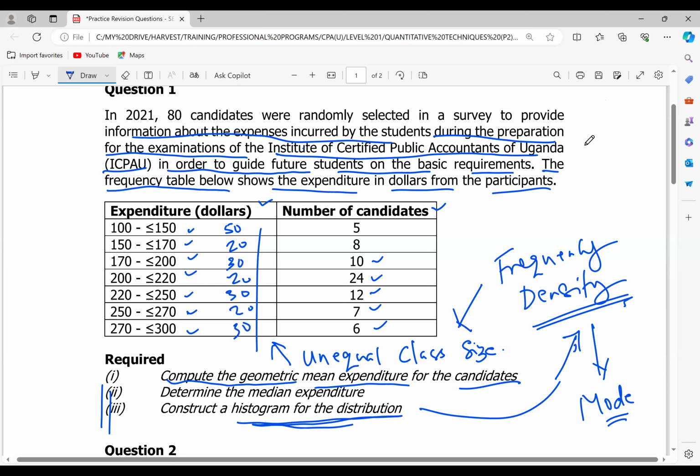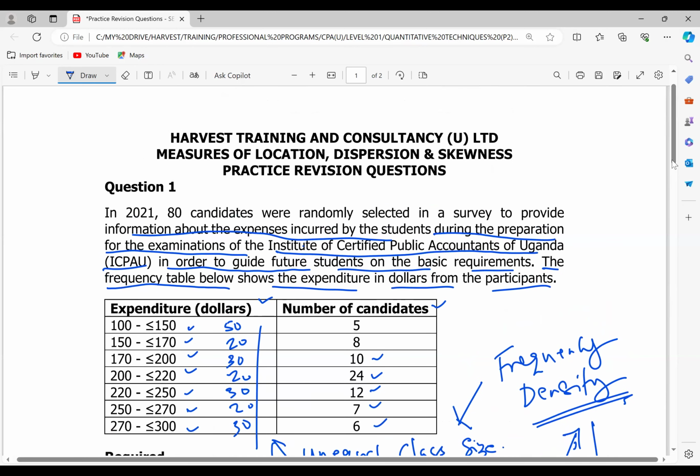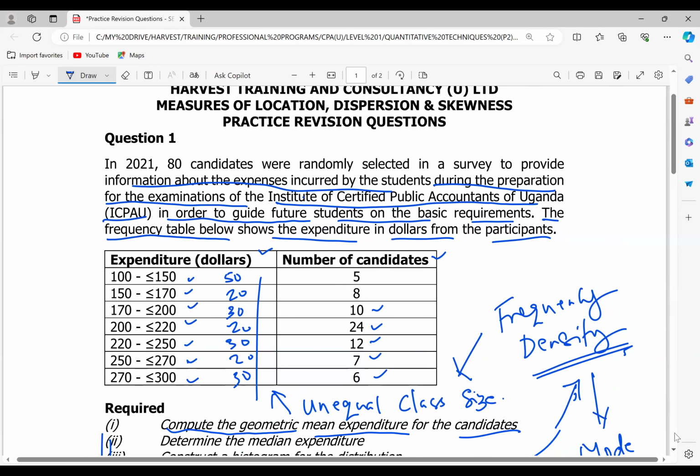So this is what is happening in these kinds of questions. It's a new trend, and you must be very, very careful. But before we go into issues of frequency density, which is our second segment, we are beginning with the geometric mean. So the question is, how do we actually calculate the geometric mean? What is the formula for the geometric mean?